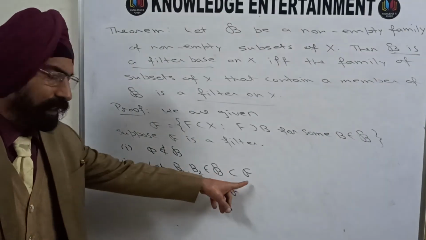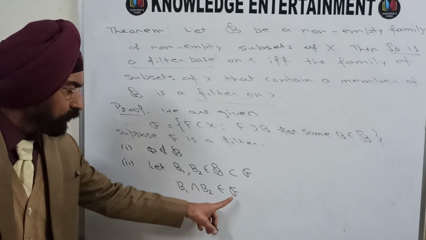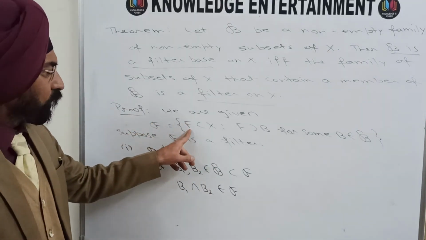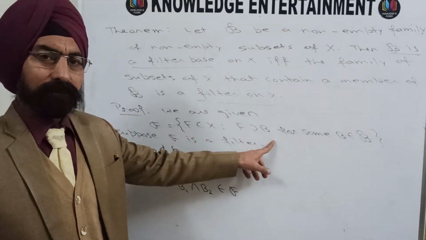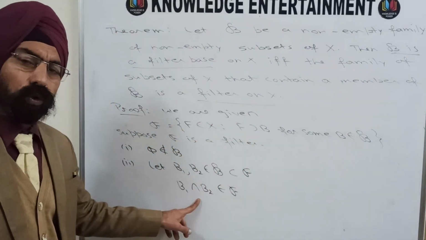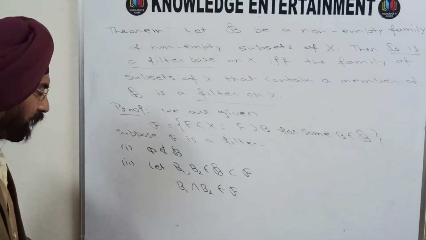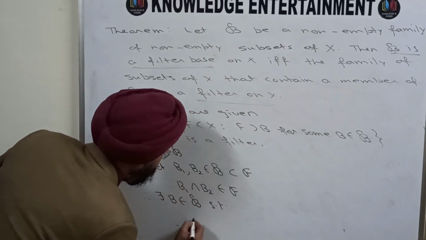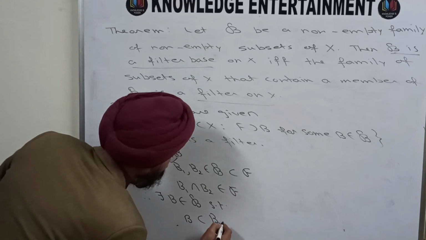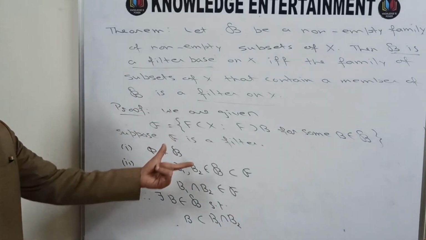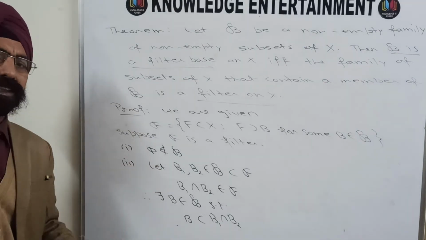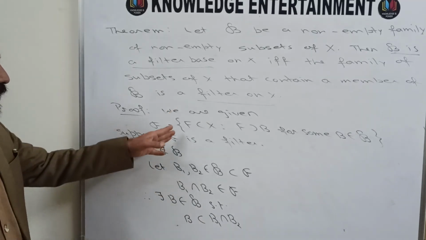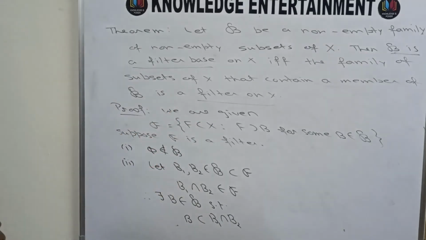B1 and B2 are there in F, and F is a filter, so B1 intersection B2 is also there in F. But by the definition of F, it contains only those sets which contain some member of B. That means this B1 intersection B2 must also contain a member of B. So there exists B in the family B such that this B is contained in B1 intersection B2 by the definition of F, and that is nothing but the second condition which makes the collection B a filter base. So one side we have proved that if F is a filter, then B is a filter base.